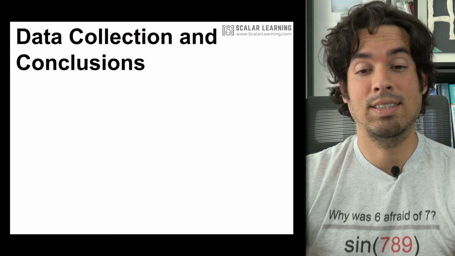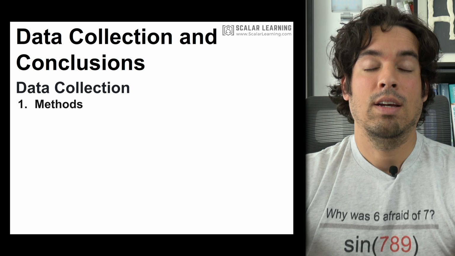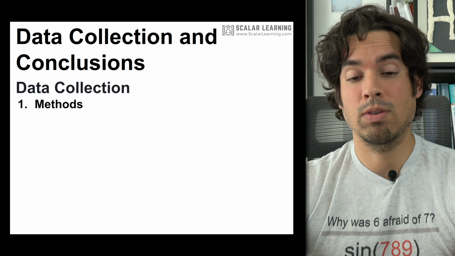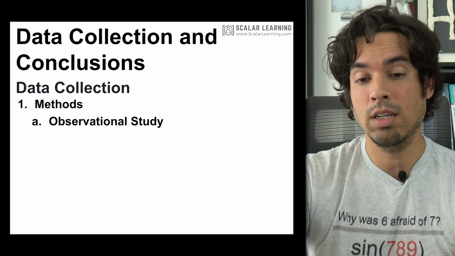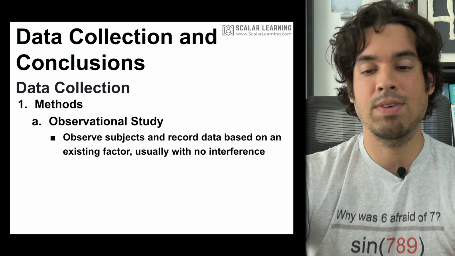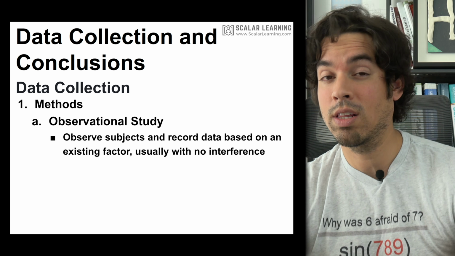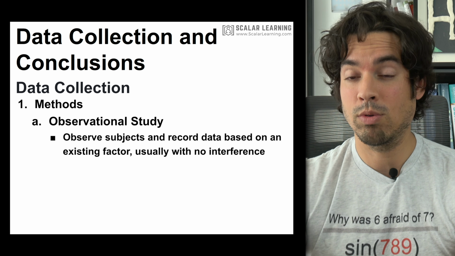Finally, we're going to end on data collection and conclusions, talking about data collection. And again, this can be a really tough category for a lot of people. So let's talk about the main methods that we can use. We can use an observational study, and that is where you observe subjects and record data based on an existing factor, usually with no interference. So sort of like you're going out and observing animals in the wild. This is where an observational study would make a lot of sense.